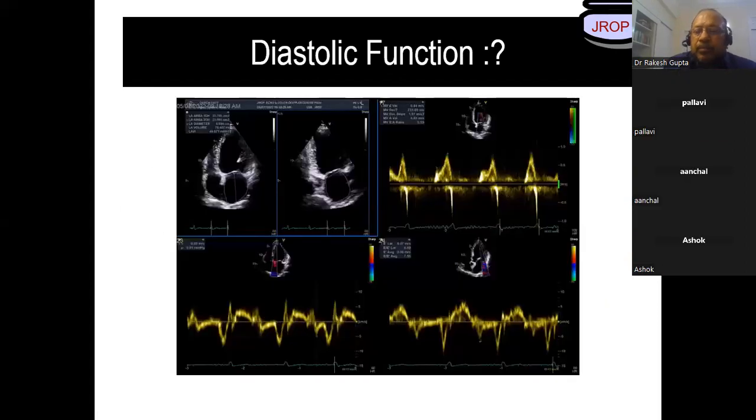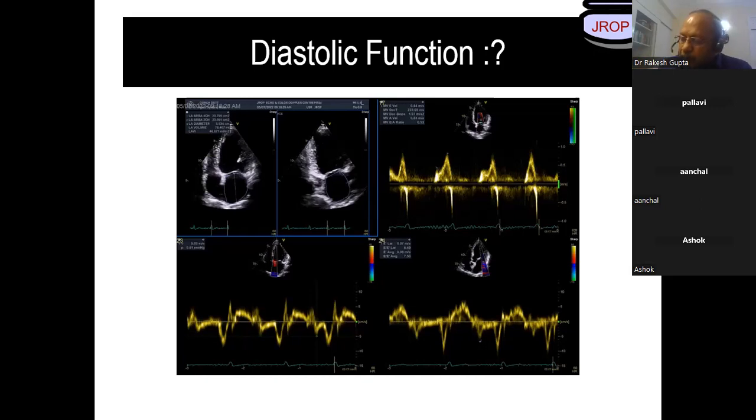The IVRT, sir. Ashok, where will IVRT play a role today? After 2016, IVRT is only applicable when we are dealing with atrial fibrillation, mitral stenosis, mitral regurgitation, hypertrophic cardiomyopathies, not in normal subjects or reduced LV systolic function.